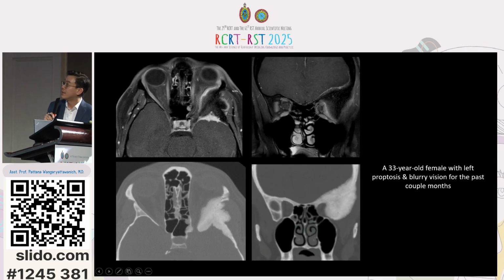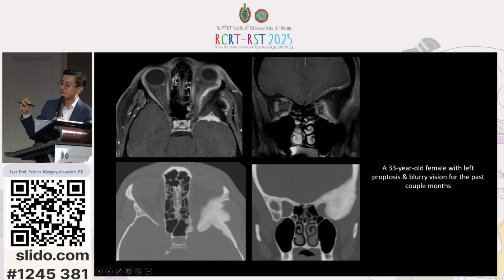Next one, we have a young female who came in with left proptosis and blurry vision for the past couple of months. Initially she got a CT scan. And again, we find a pretty big expansile osseous lesion, but this time a pretty dense sclerotic osseous lesion with a spiculated or shaggy border.